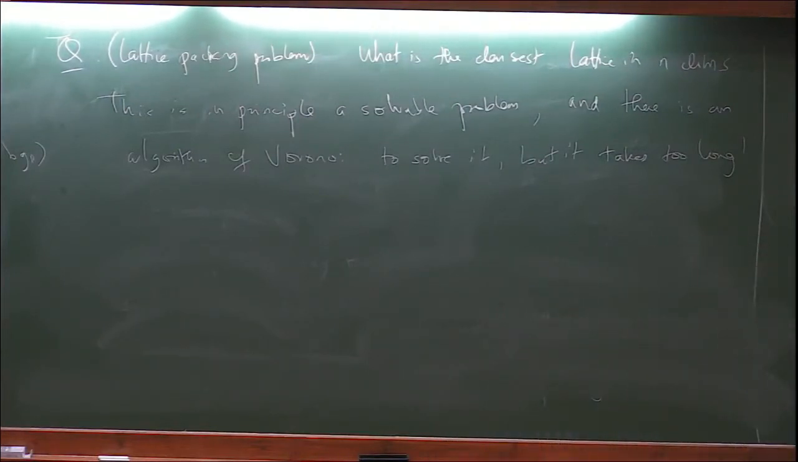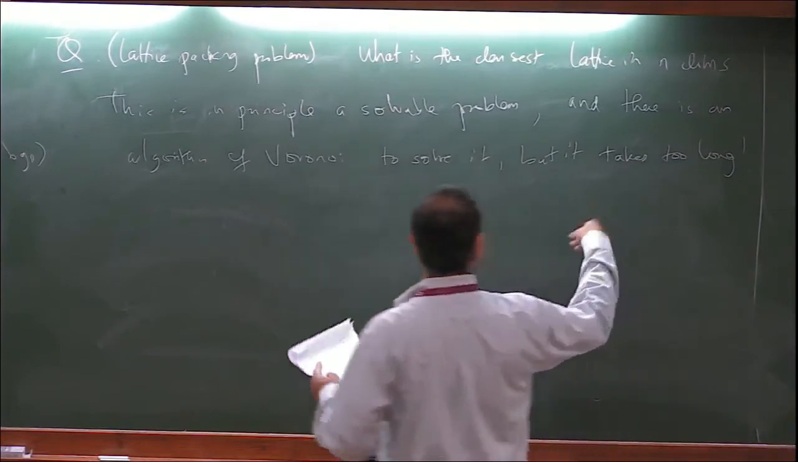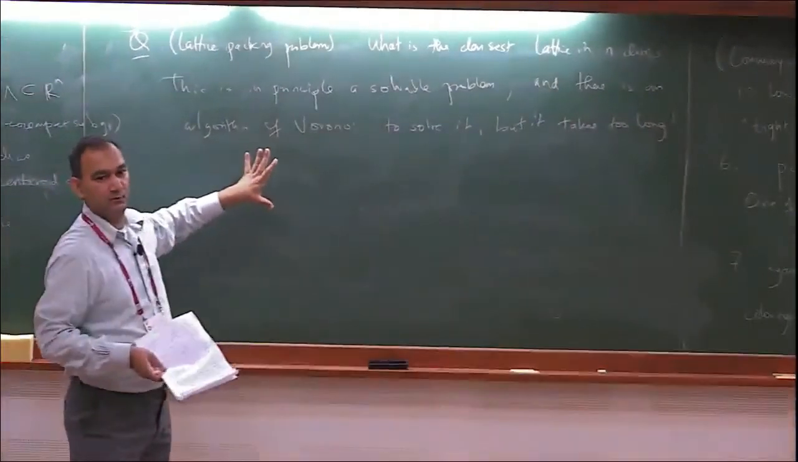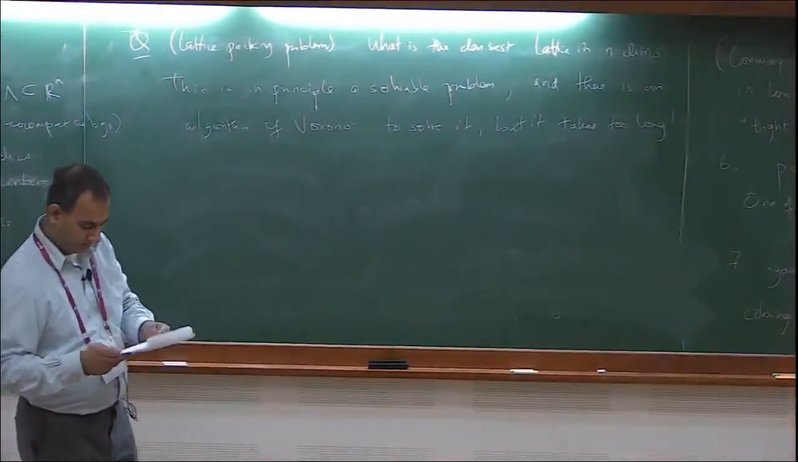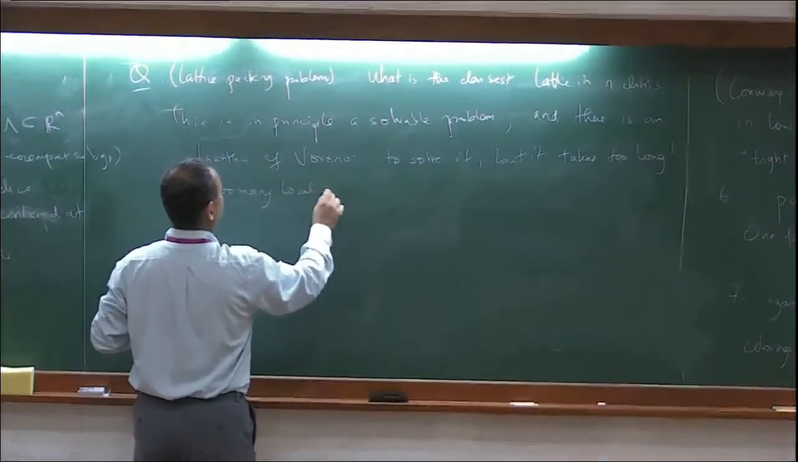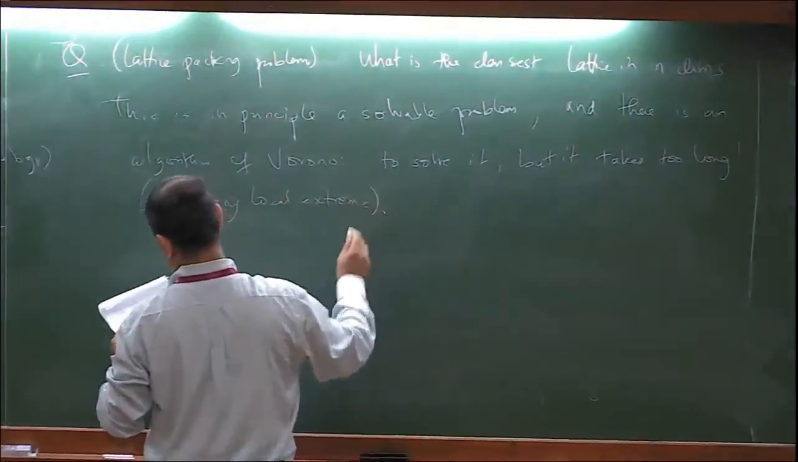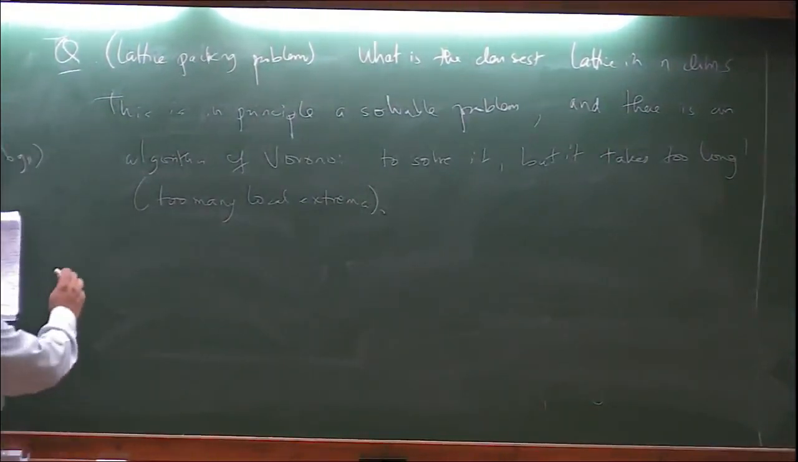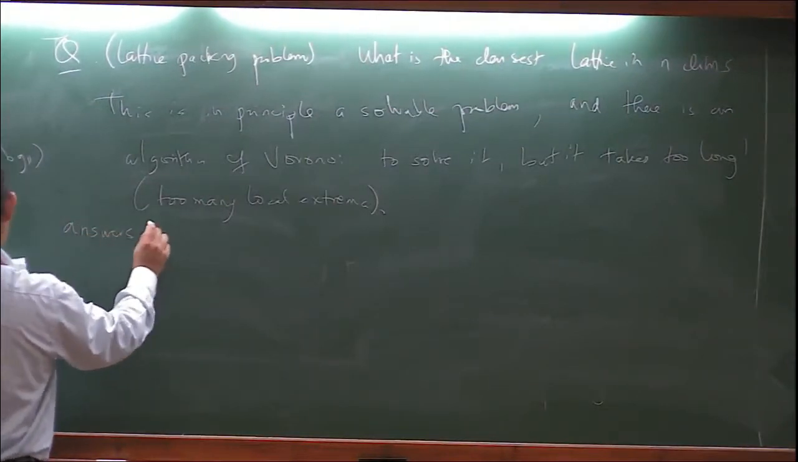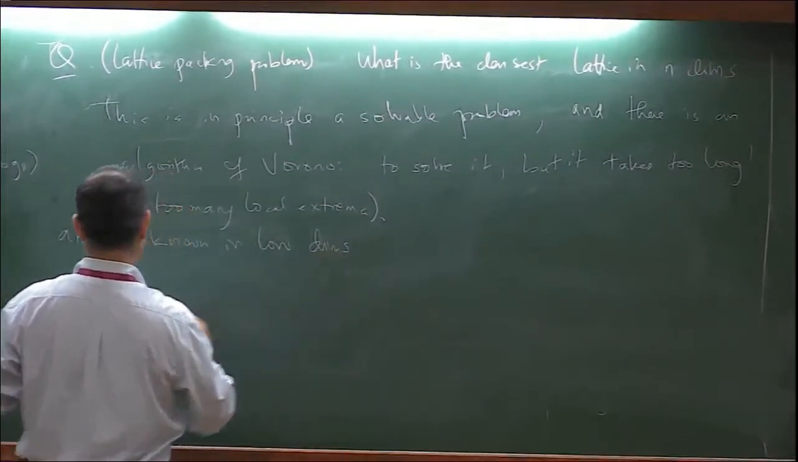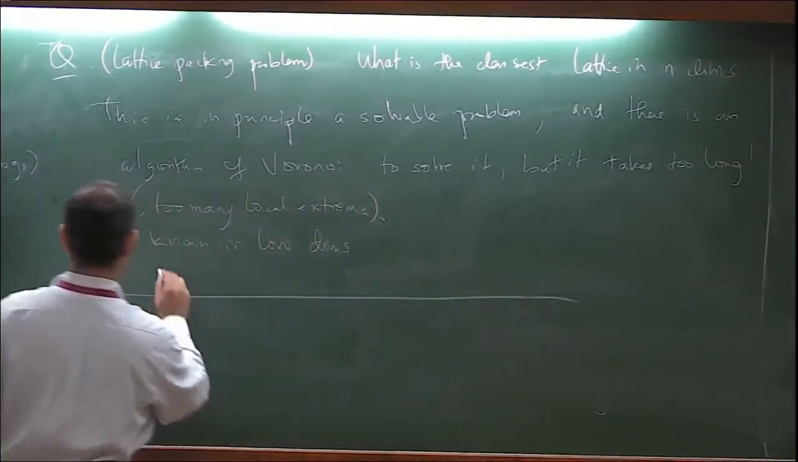Okay, so let's keep going. The point is it cycles through all the local optima, and there are lots and lots of them. As n grows, the number of local optima grows faster than exponentially, so it takes very, very long. Too many local extrema. It's an easier problem than the sphere packing problem, but it's still pretty hard. And the answers known in low dimensions are these. So let me make a list.